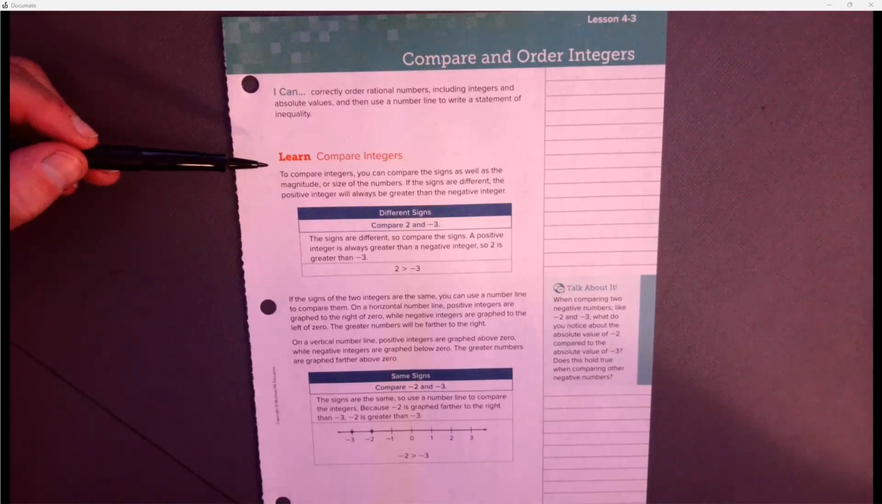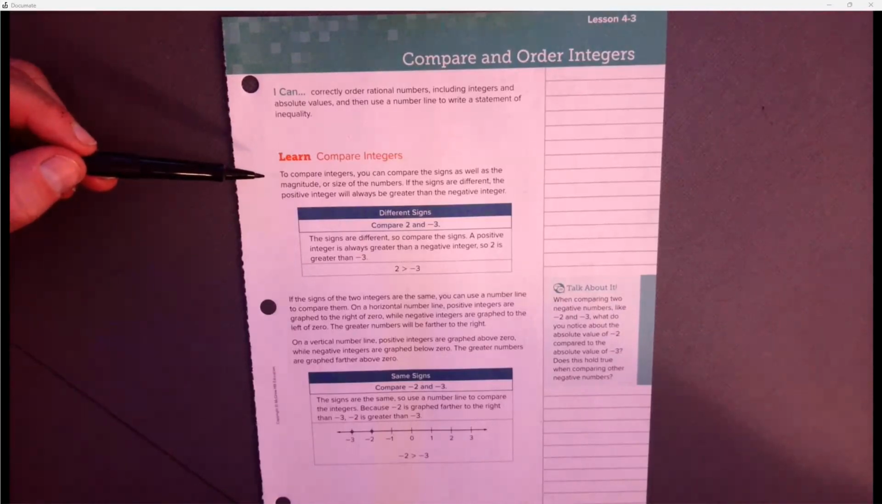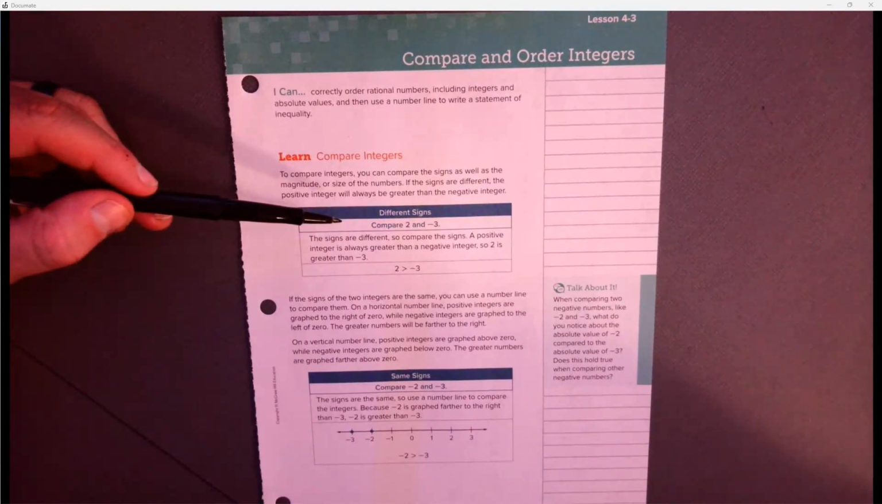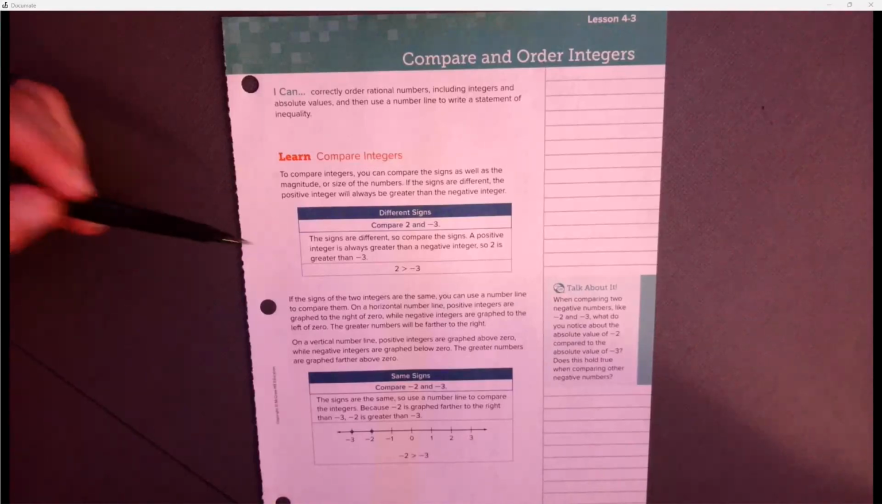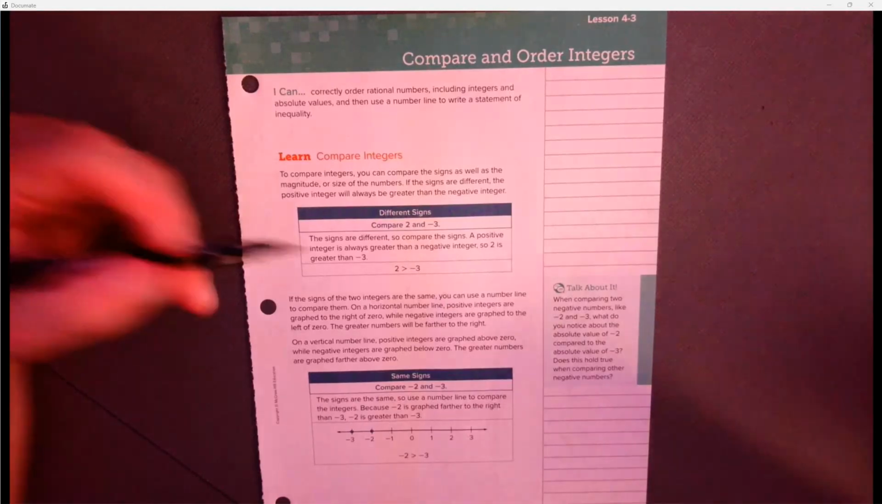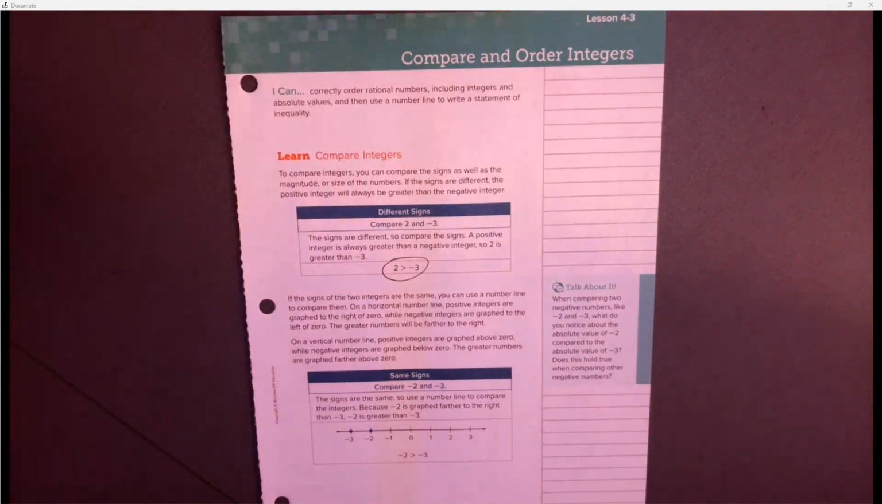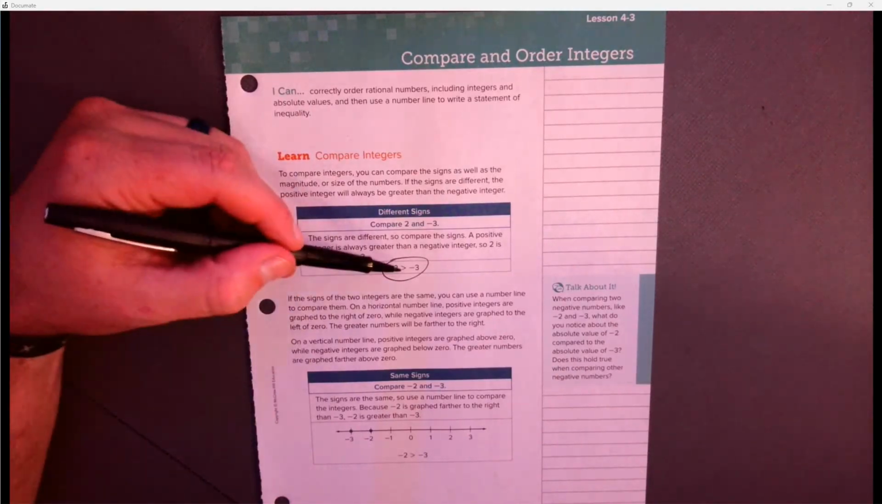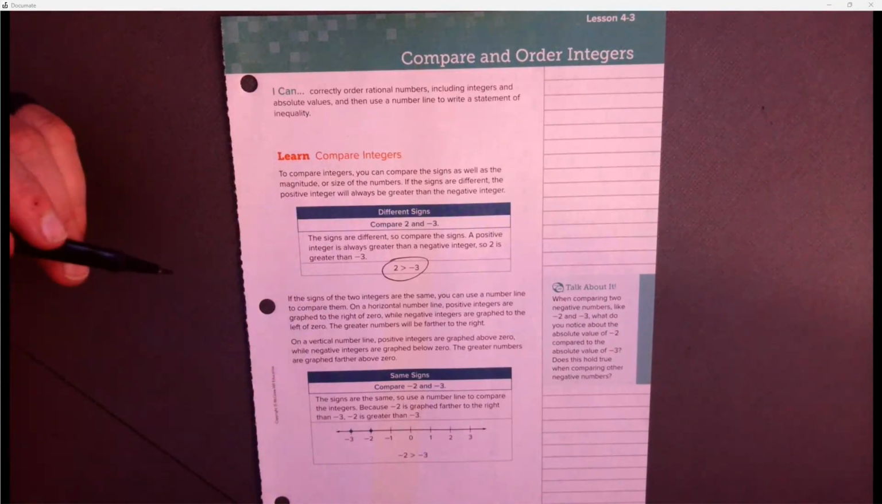It says compare integers. To compare integers, you can compare the signs as well as the magnitude or size of the numbers. If the signs are different, the positive integer will always be greater than the negative integer. So we see an example with different signs. Compare 2 and -3. The signs are different, so compare the signs. A positive integer is always greater than a negative integer, so 2 is greater than -3. We express that in an inequality shown here. 2 is greater than -3. We know this is the greater than symbol because the mouth is eating the larger number.